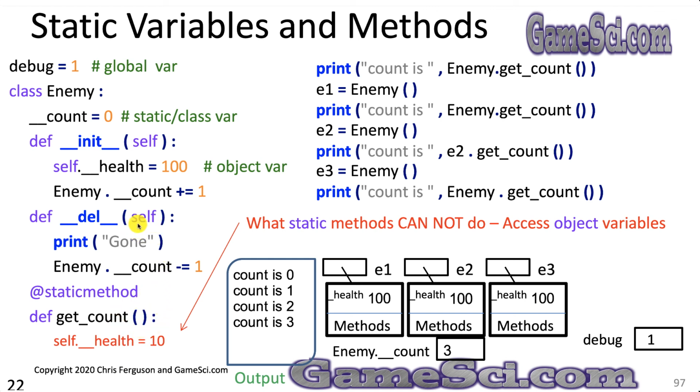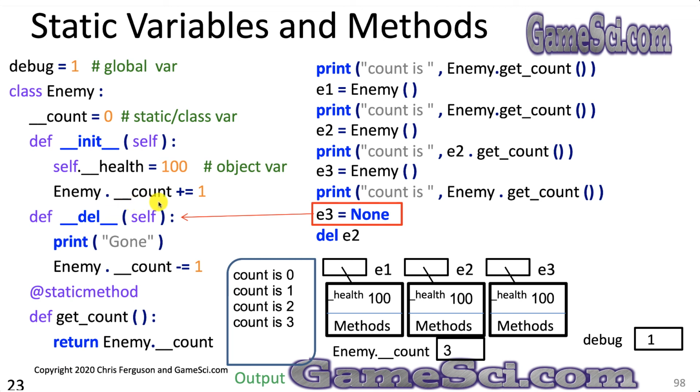Notice how this has a self parameter. It can access object variables or static variables. Notice how this has a self parameter. You need that self parameter to access this object variable here. Without a self parameter, forget about trying to access an object variable.